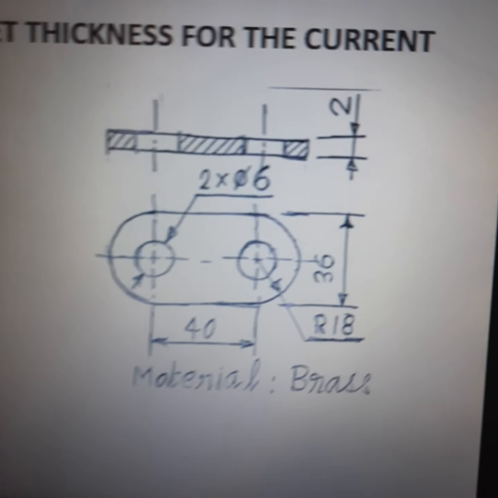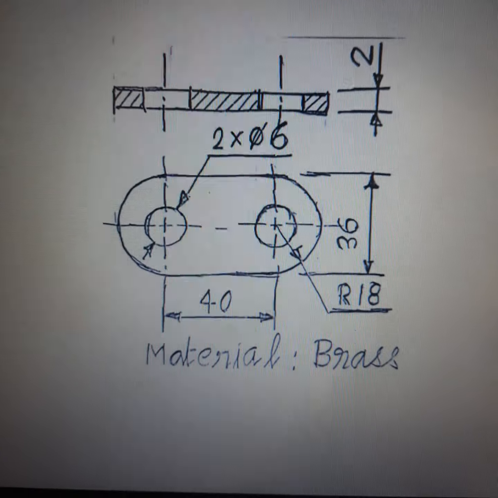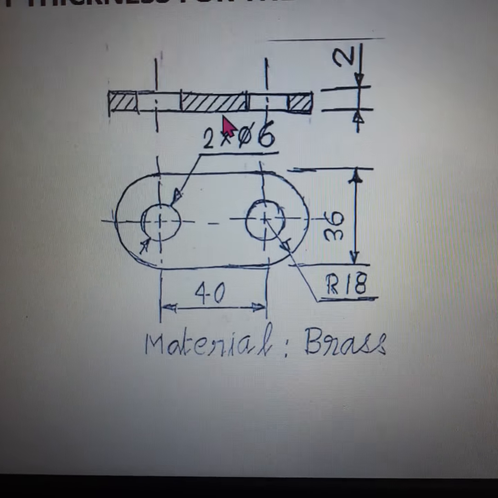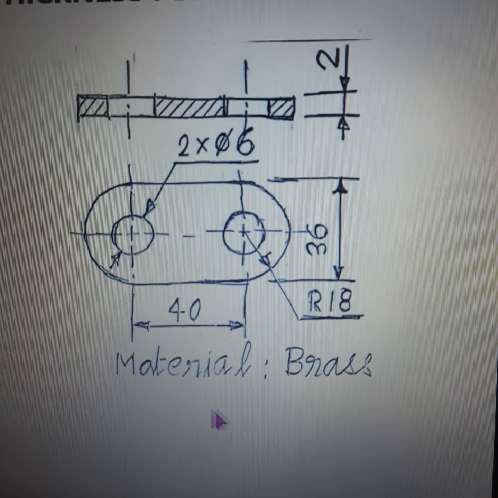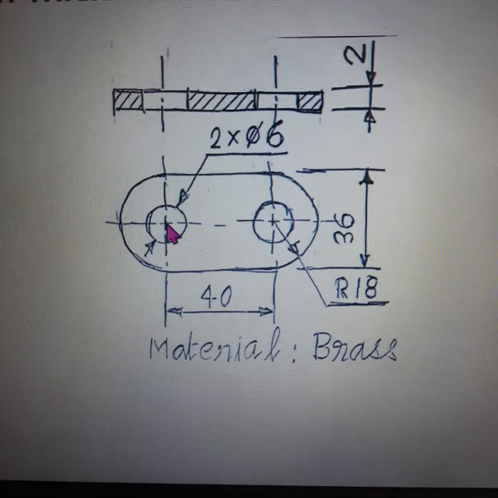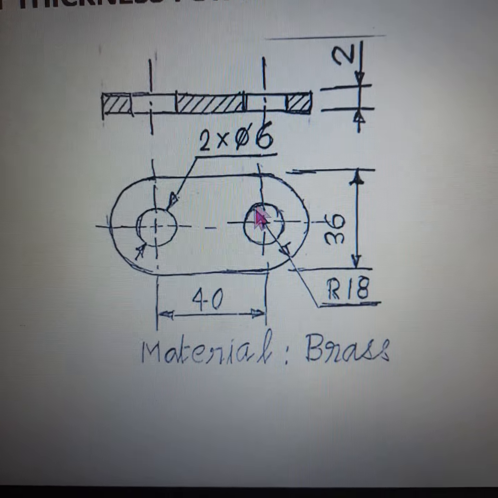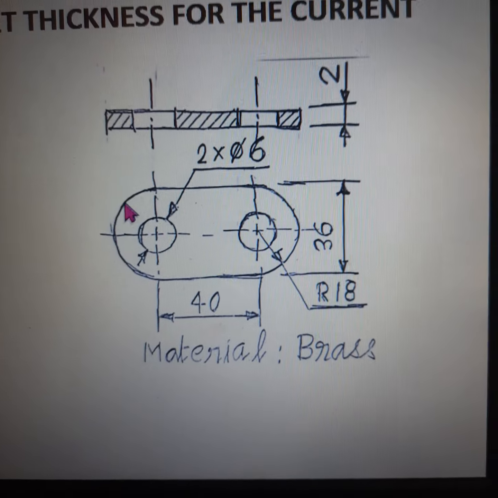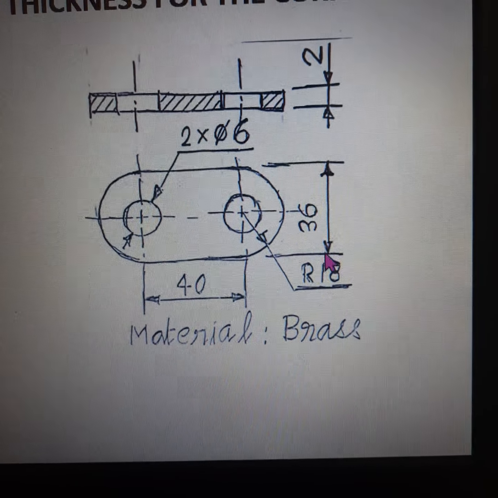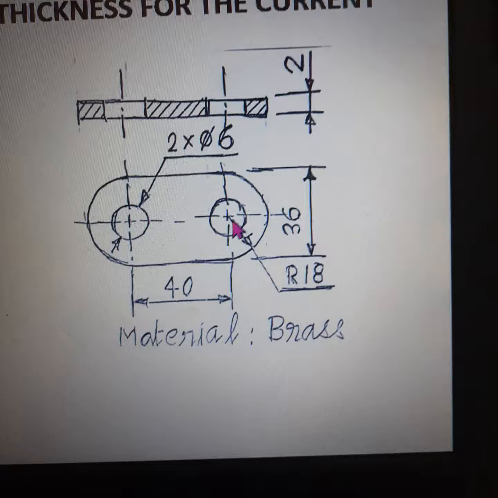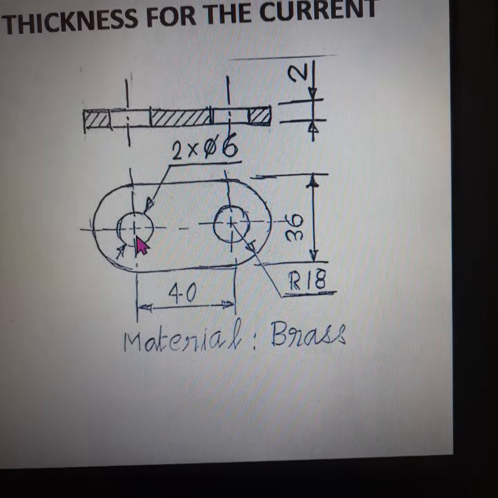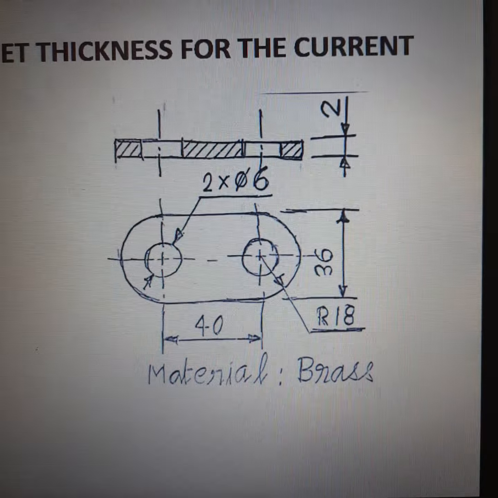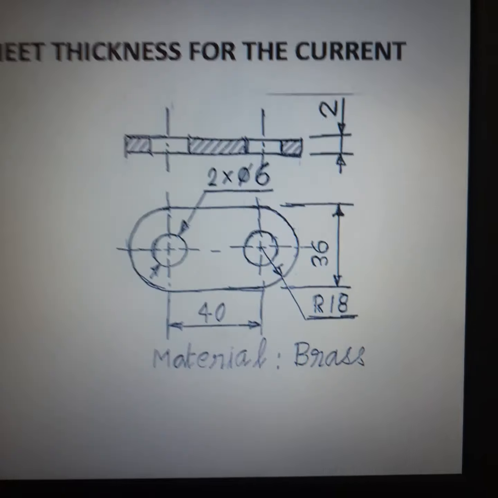So this is what you want to produce out of the progressive tool. This sheet metal product is having a thickness of 2 mm. It is made out of brass and these are the two holes which are having a size of 6 mm, and we have to make an outer contour as per this dimension. 36 is the width and the radius of the curvature is 18 and the center to center distance is 40. So this is what we want to produce out of the progressive tool which we are designing now.